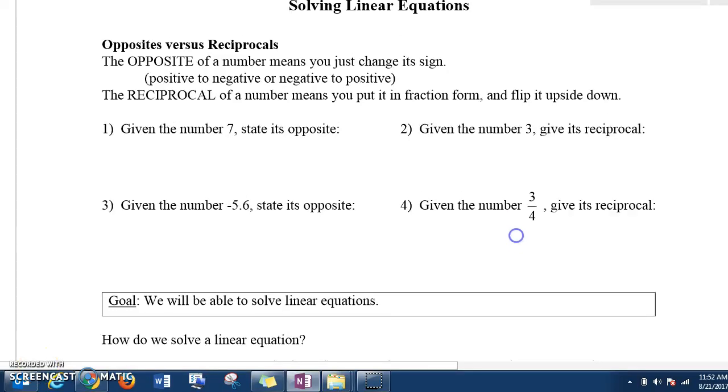Hi everyone. In today's lesson, we're going to be working on solving linear equations. Let's go ahead and get started. Today we're going to talk about two vocab words. One will be the word opposite, the other one would be the word reciprocal.